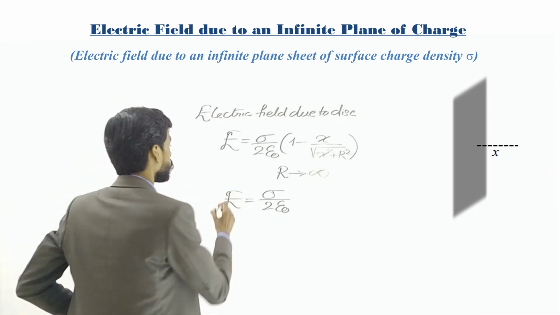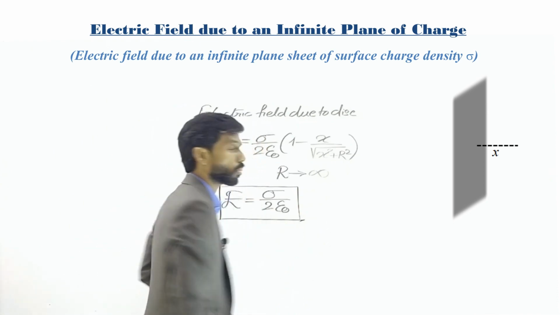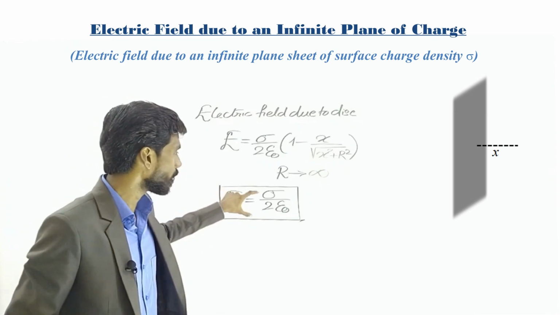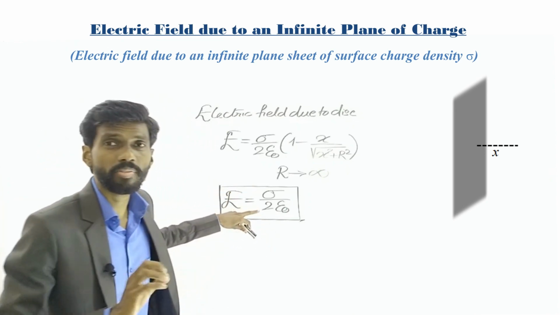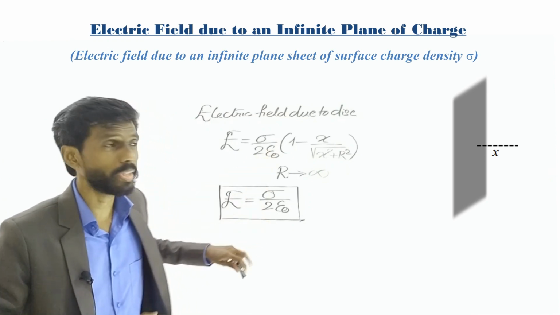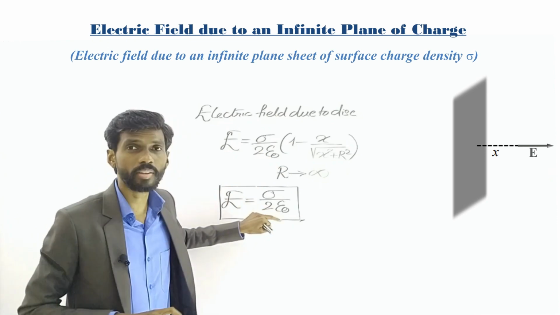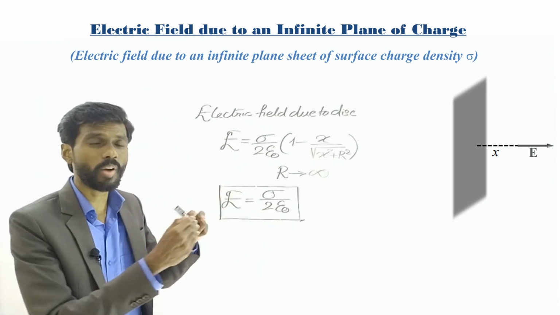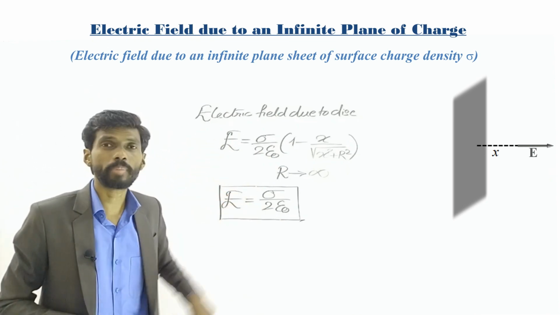You understand? So this is one formula that you can remember: the electric field due to an infinitely large plane is sigma divided by 2 epsilon 0. If you observe, this electric field is independent of the value of x, which means whatever the distance, the electric field remains the same, sigma divided by 2 epsilon 0. It is independent of the distance as long as the distance x is very small compared to the size of the plane.